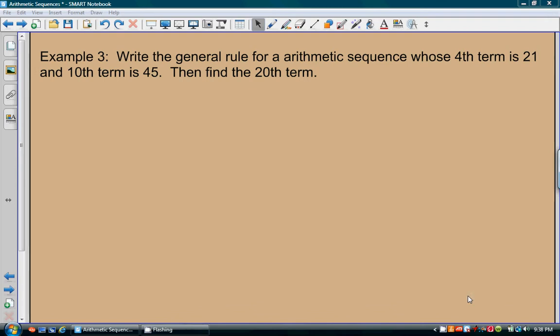Okay, arithmetic sequences, part 3. Example 3: write the general rule for an arithmetic sequence whose fourth term is 21 and 10th term is 45.